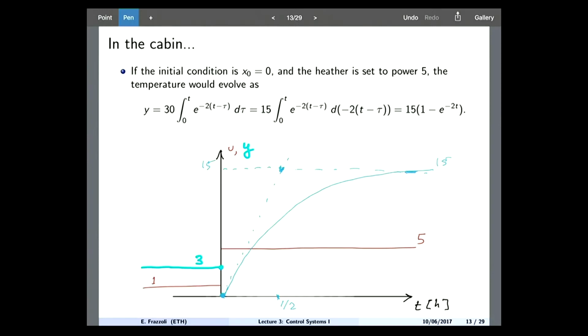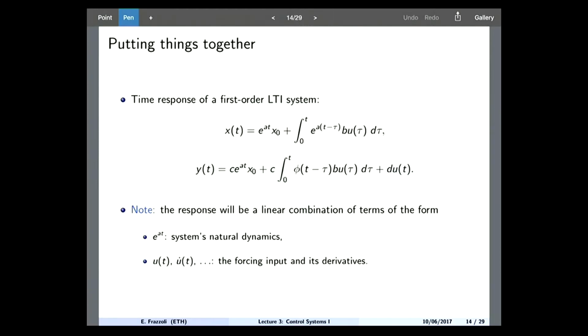No, okay, so remember, divide and conquer. We looked at the effect of the initial condition before, okay? Now we're looking at the forced response. The forced response is assuming that the initial condition was 0, okay? And then look at what happens if I turn on the heater. The next step is to put these things together, right? So now what we have is this guy here, this was the initial condition response, plus this guy here, this is the forced response.